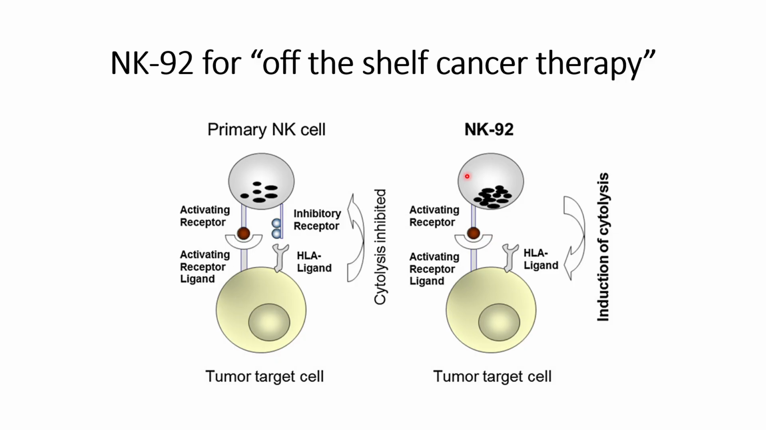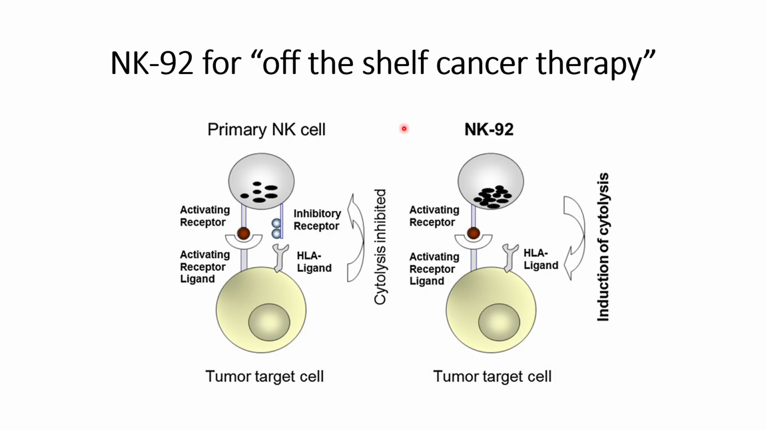Another advantage that I mentioned at the beginning of this video is availability all the time, which in common terms is called off-the-shelf cancer therapy. That is, the modified NK-92 cells are available already in the lab or in the hospitals under controlled conditions, and can be used against the patient in a short period of time. So this is why people normally prefer NK-92 cells over primary NK cells.